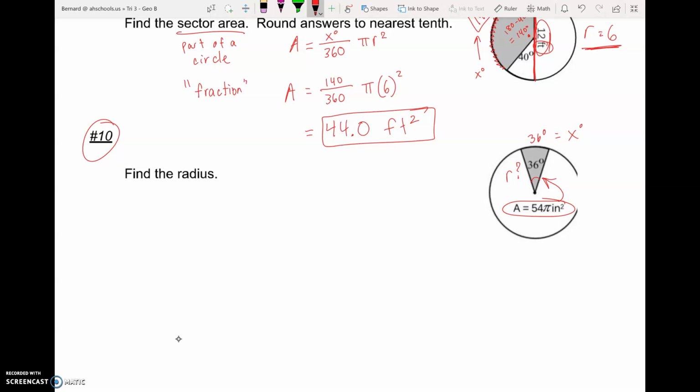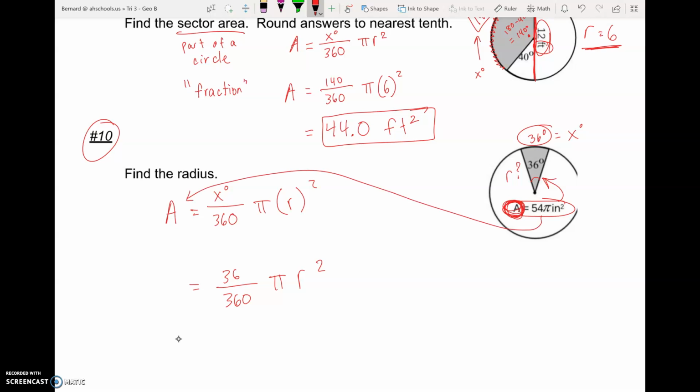And so here we go. Remember, the area of a sector is that fraction x divided by 360 times pi times our radius squared. Now, we know our x degree measure, that's 36. And so we can do 36 divided by 360 times pi. And remember, we don't know radius. We're trying to find it, so it's still r squared. But then remember, this is our area right here. And so that's what A is. And so on the left side of the equation, we can write 54 pi.